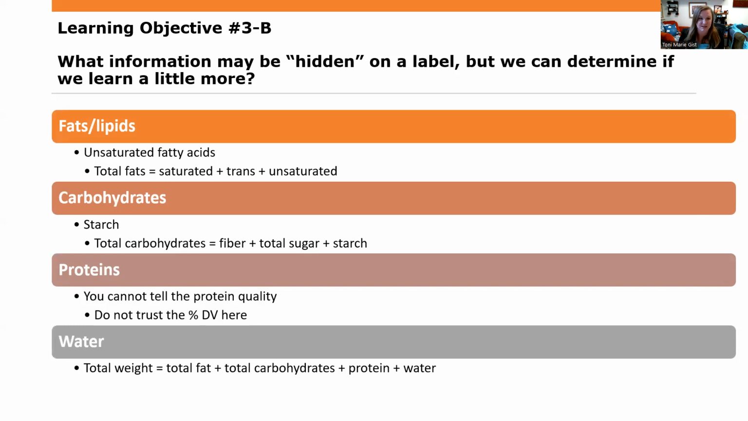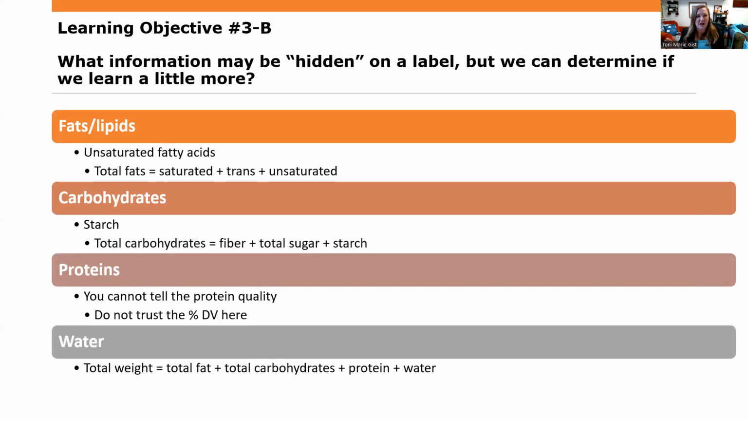Same with carbohydrates. Carbohydrates do not have starch listed on the label as a subcomponent. However, total carbohydrates in your food stuff contain fiber, sugar, and starch. So if you're trying to find out how much starch might be in your Quaker oats, you would take the total carbohydrates reported on the label, you subtract out fiber and sugar, and then that gives you the amount of starch that's left.